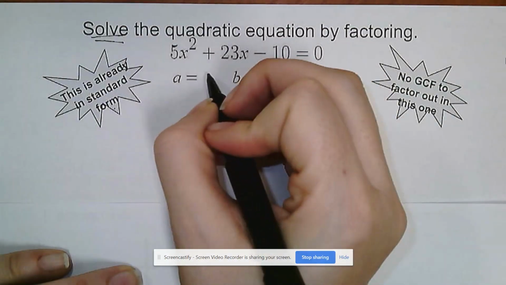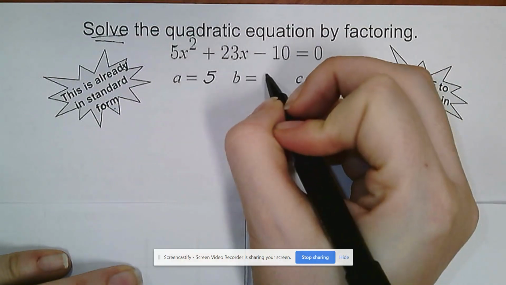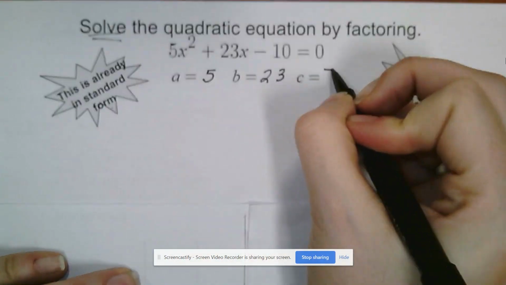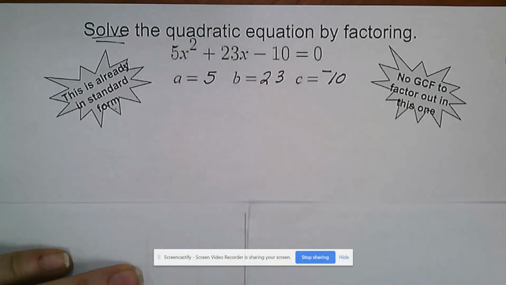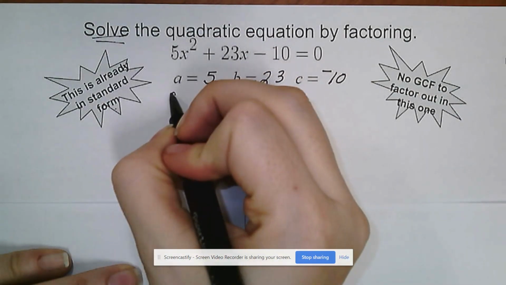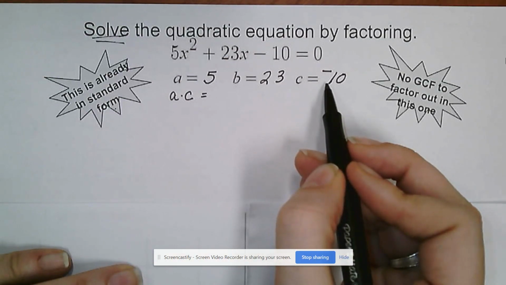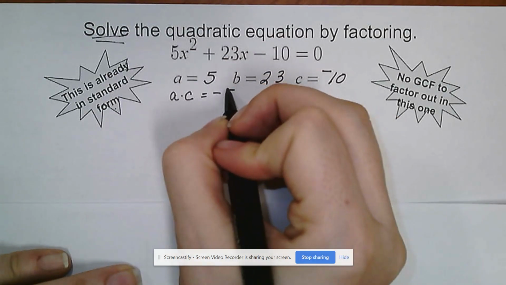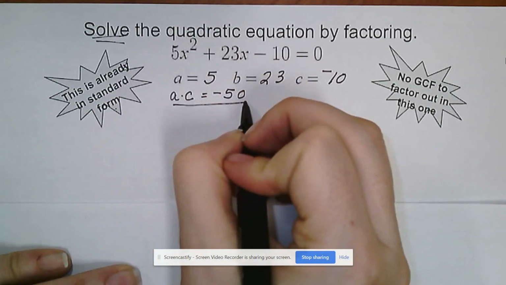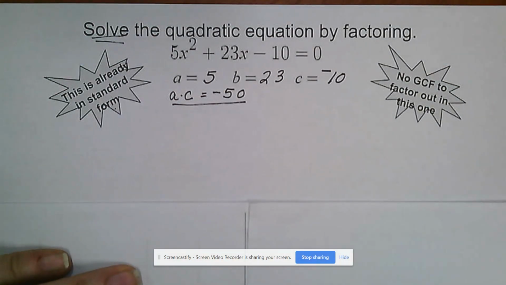So I'm already in standard form. I can name my A, my B, and my C. And you'll notice the first step is the same regardless of the method you're doing. So the first step would be to multiply your A and your C together. So 5 times negative 10 is negative 50. And then I'm going to make a list of all the factors of negative 50.